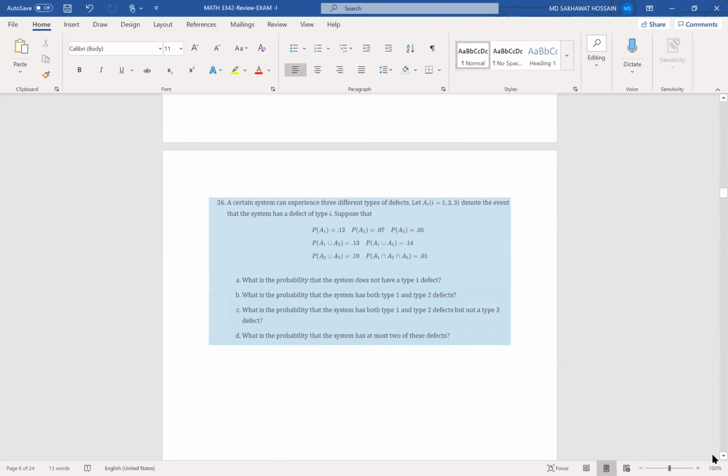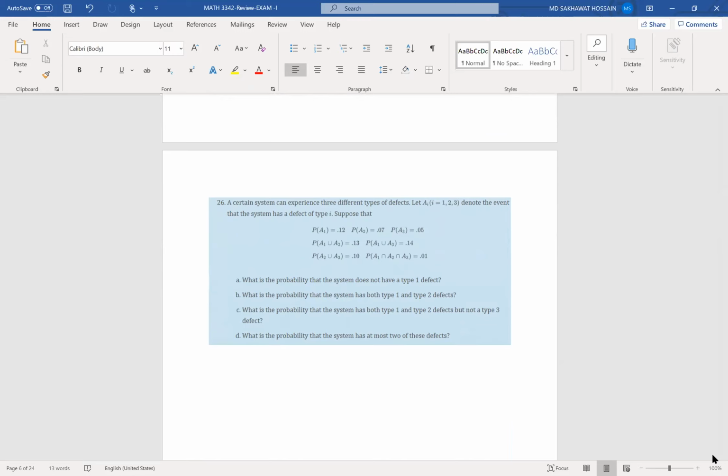And we also have problem 26. We also went over this problem in the class. A certain system can experience three different types of defects: A1, A2, A3. What is the probability that the system doesn't have a type 1 defect? That means the complement of A1.